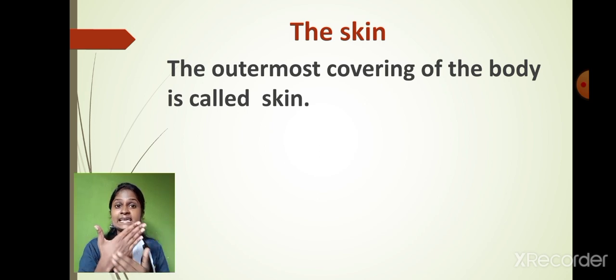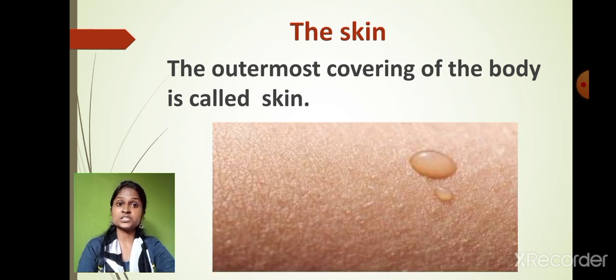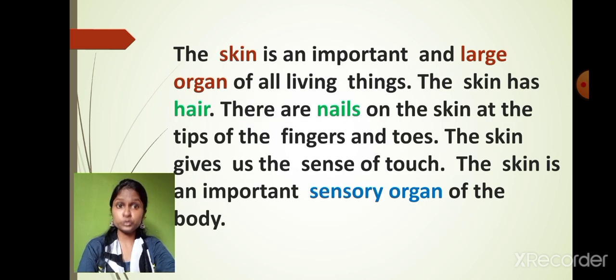So the skin is the outermost covering of the body, which tells us whether the atmosphere is cold or hot. Okay, so what is basically skin, students? The outermost covering of the body is called what? Skin. And the skin is responsible for what? Sensation. And the skin is our sensory organ. Do you know that, student?